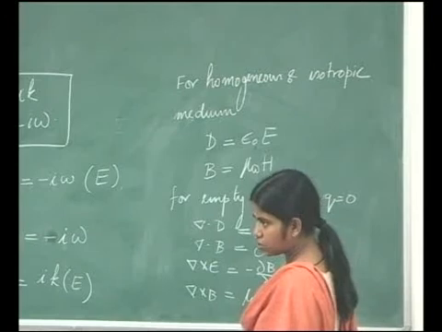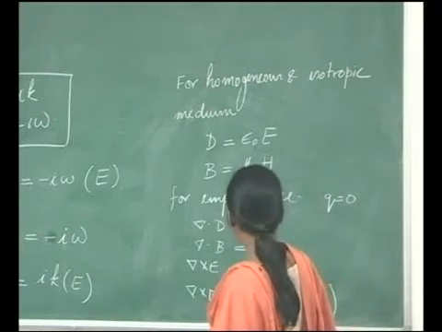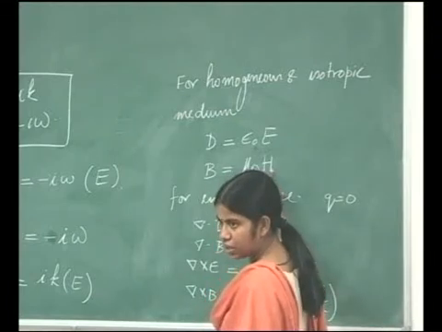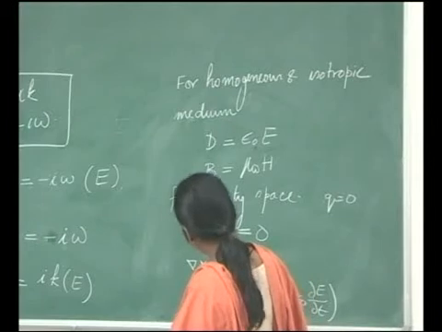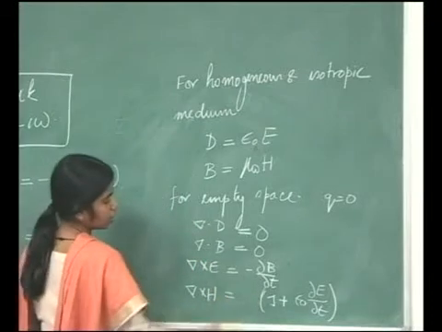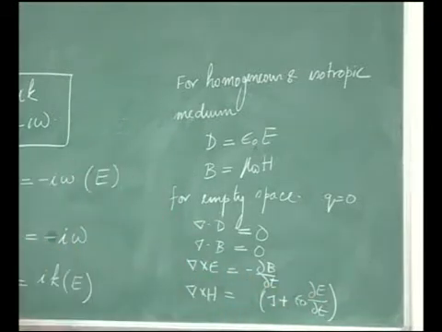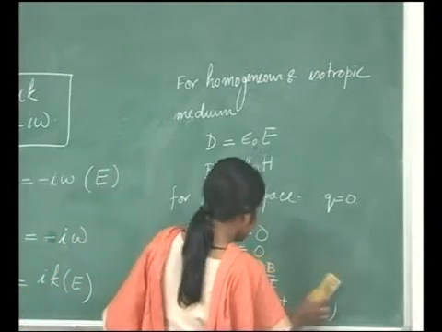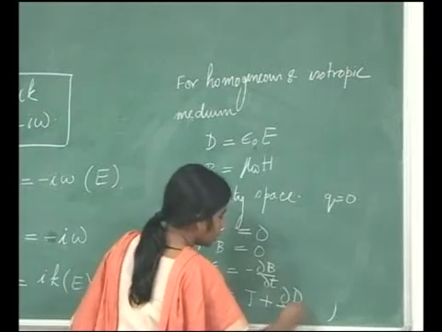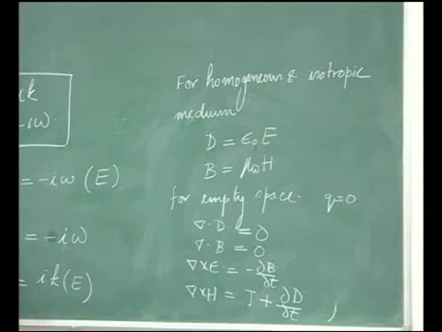Is it okay? If I take this mu naught to the other side, it will be B upon mu naught, and B upon mu naught is H. So I can rewrite this equation as del cross H. Now epsilon naught E is D, and since epsilon naught is a constant, I can take it inside the derivative. So what I get here is a new equation: J plus del D by del t. Is it okay? There is no confusion.